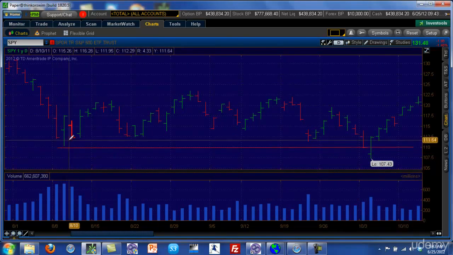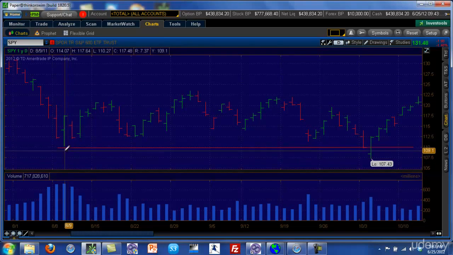So let's start with this point right here. This is on August 9th. And it reaches a good support point. You can see the volume is very high. And from this bar to this bar, you do a nice turnaround. So this is obviously a good support point.